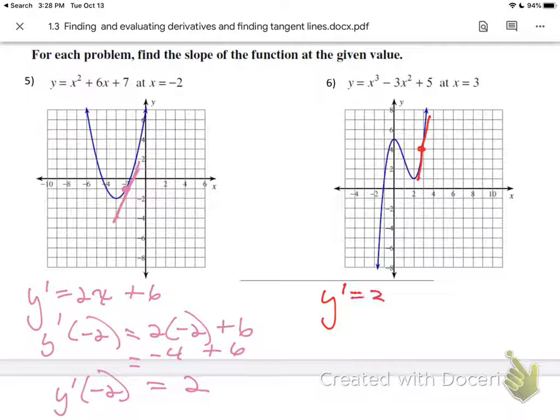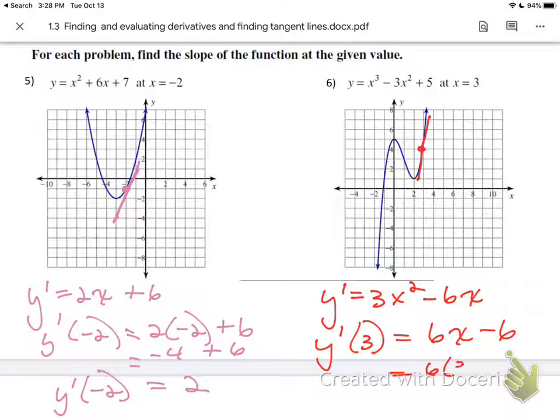Y prime equals 3x squared minus 6x. So y prime of 3 equals 6x minus 6. So that's going to equal 6 times 3 minus 6. 6 times 3 is 18, and 18 minus 6 is 12. So that slope I got to be 12. So let me just see what I just did. So 3 times 2 is 6. All that looks good.